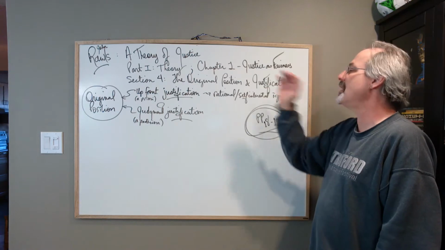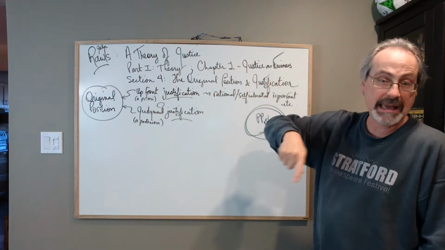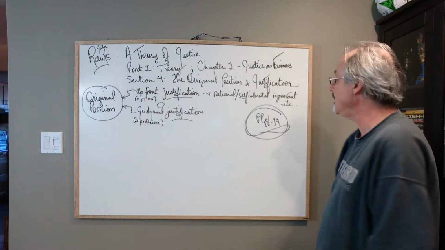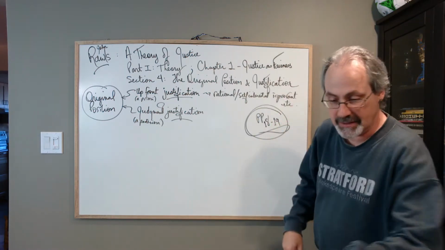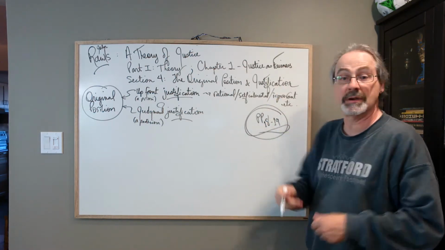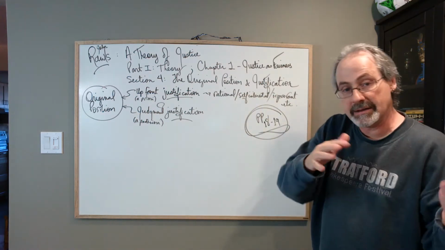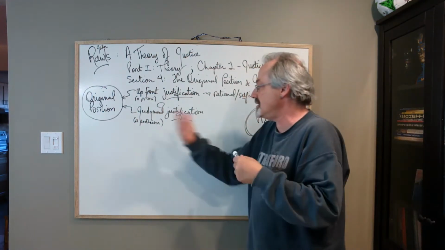The participants have to be rational. They should be self-interested, again, to connect it with economic rational choice theory. They should be ignorant, etc., the veil of ignorance stuff as well. Okay, so there's that. We looked at that upfront justification, the a priori stuff.